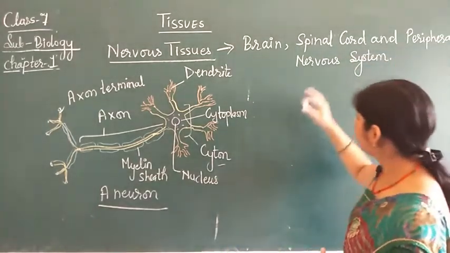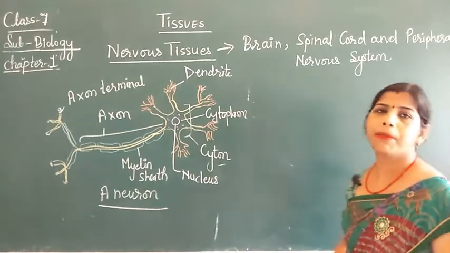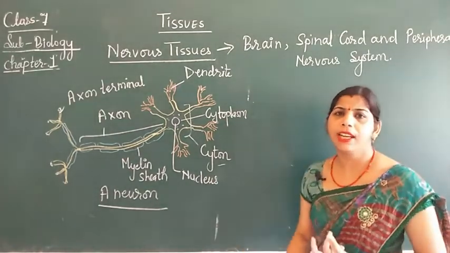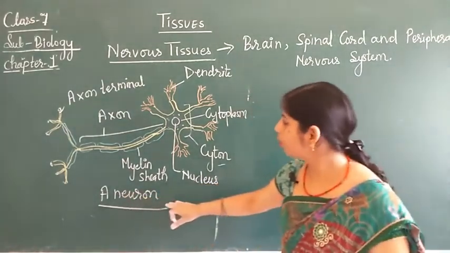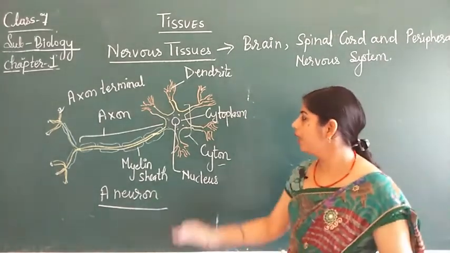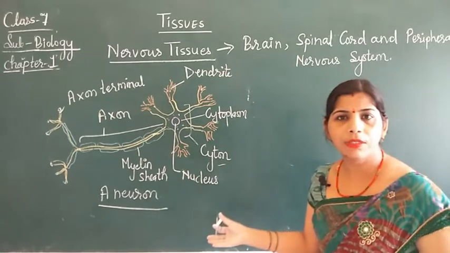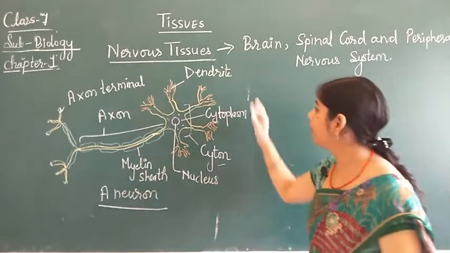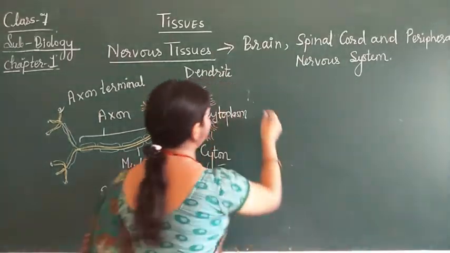Now, these nervous tissues are made up of a number of cells, and those cells are known as neurons. That means a neuron is a cell which forms the nervous tissues, and I have already drawn the figure of a neuron, and we will see the parts of the neuron.